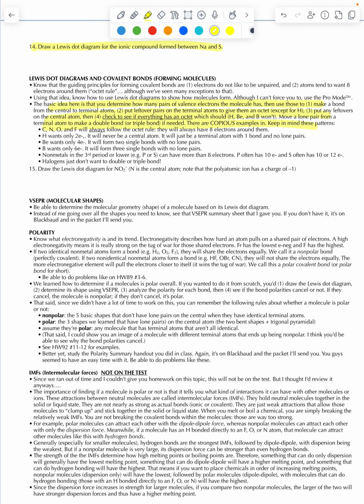But I wrote some things here that kind of gave you the idea of how you do the pro mode that I called it. But you don't need to memorize these. You could write them down. But generally, some of the hints that we know if we're on the right track are those second period nonmetals, C, N, O, and F, will always follow the octet rule.